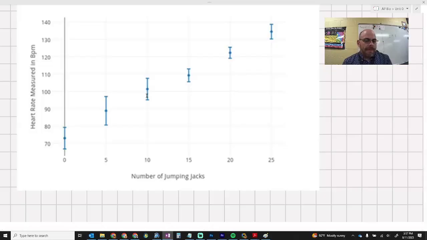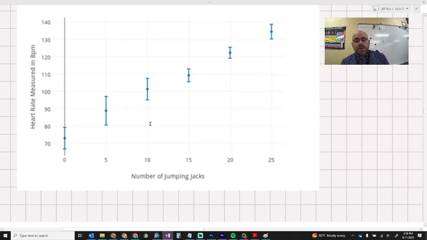It's going to say, determine if there's a difference between 5 jumping jacks and 10 jumping jacks when it comes to heart rate. How can you do that? Simple rule. If the error bars overlap, see how this error bar is at 98 and this one goes all the way down to 95. There's an overlap of 3.